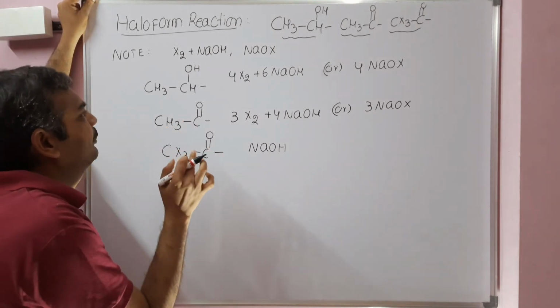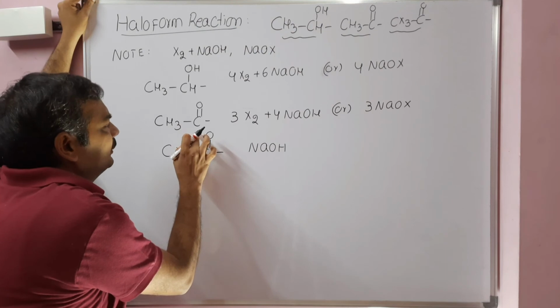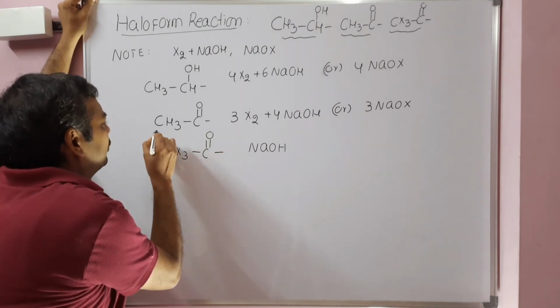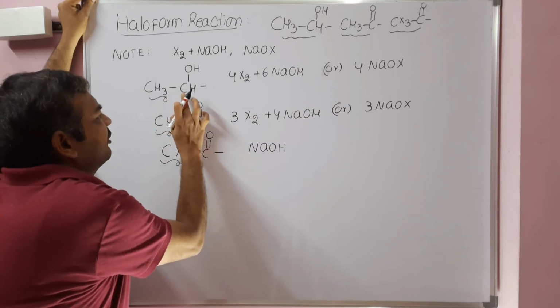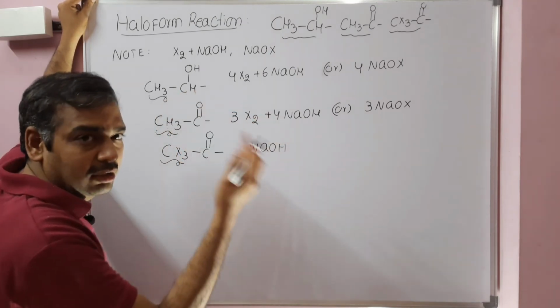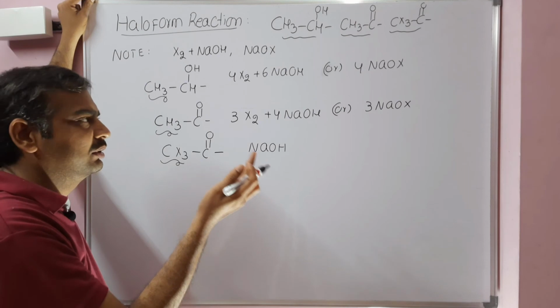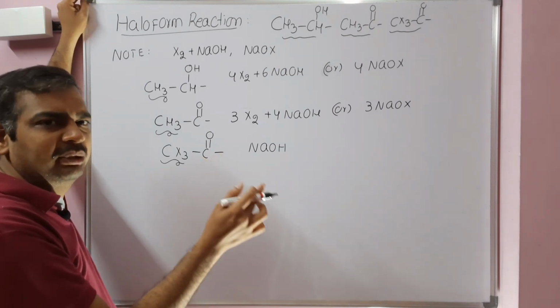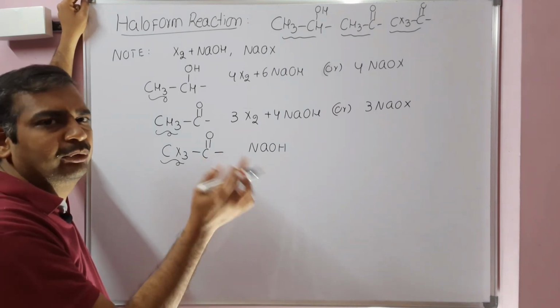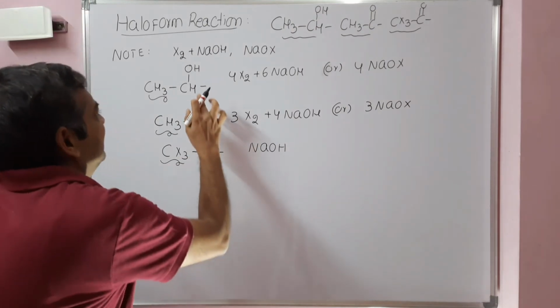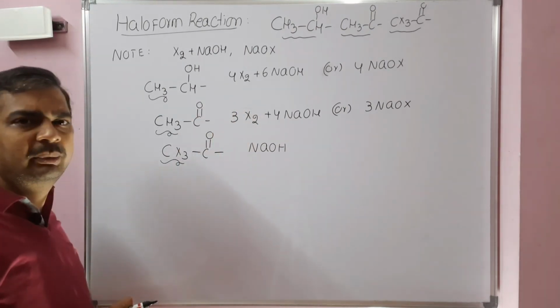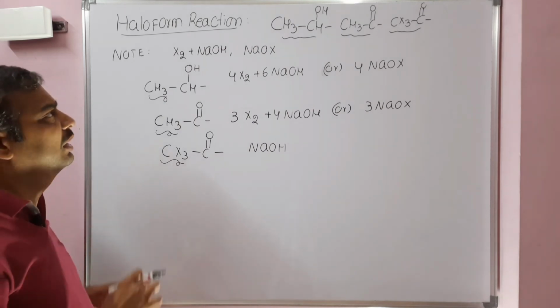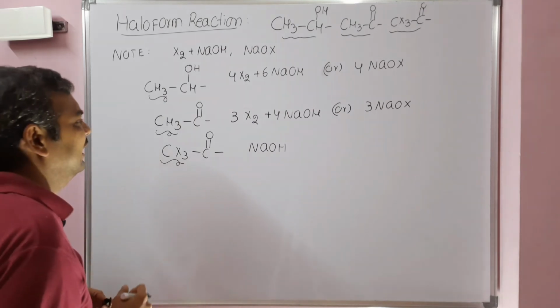So regarding the side product, this part is chloroform, and whatever the rest part is, it is the salt form: sodium formate, sodium acetate, sodium propionate, sodium butanoate, like that. That depends on the length of this chain. So this is about haloform reactions. We covered all examples and all equivalents.